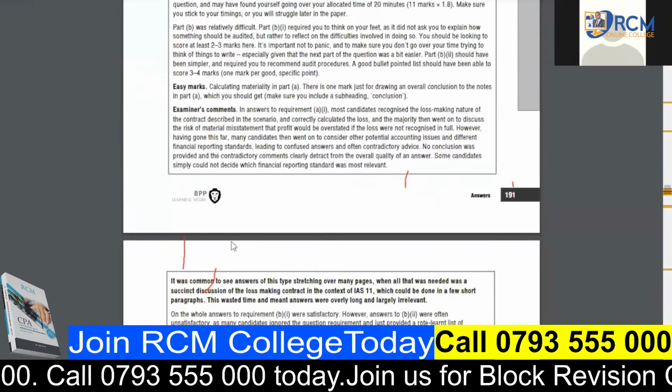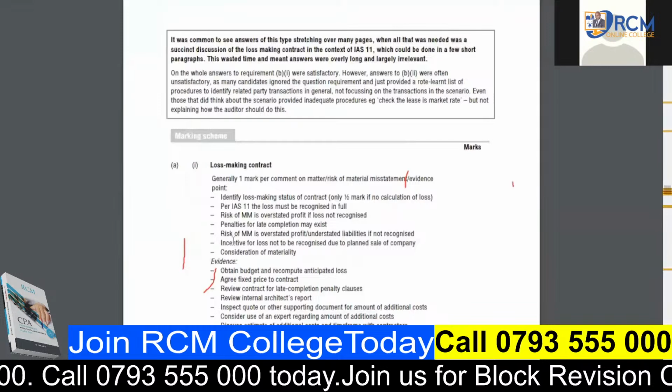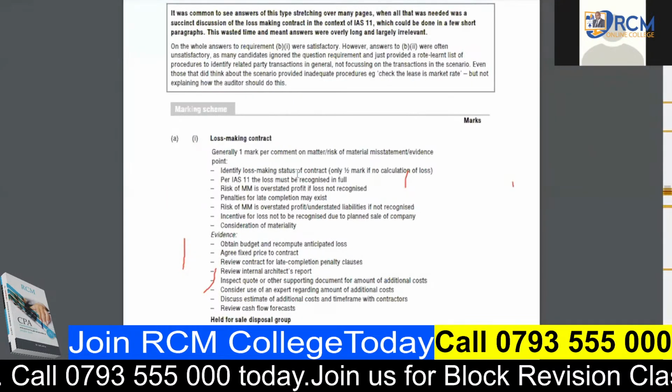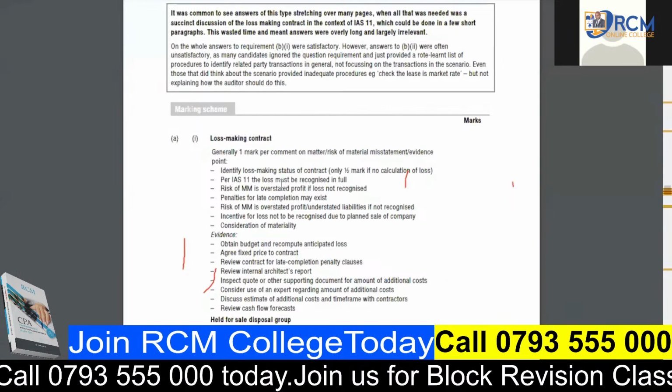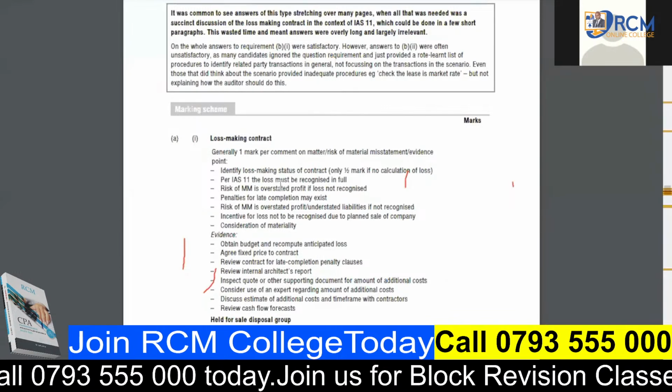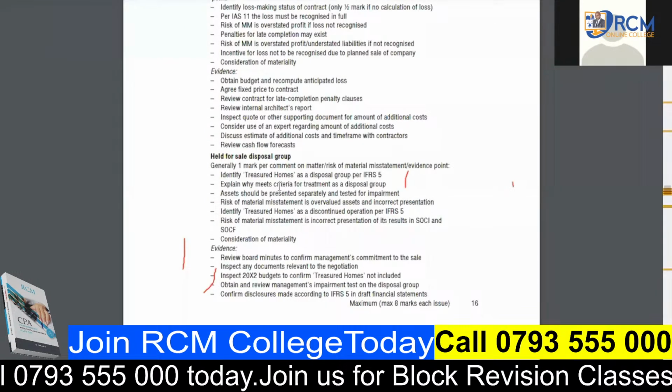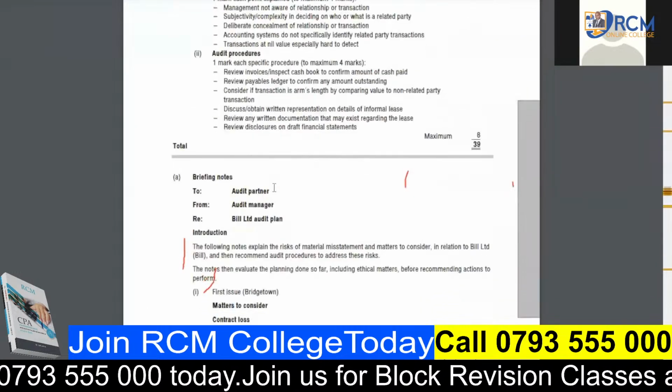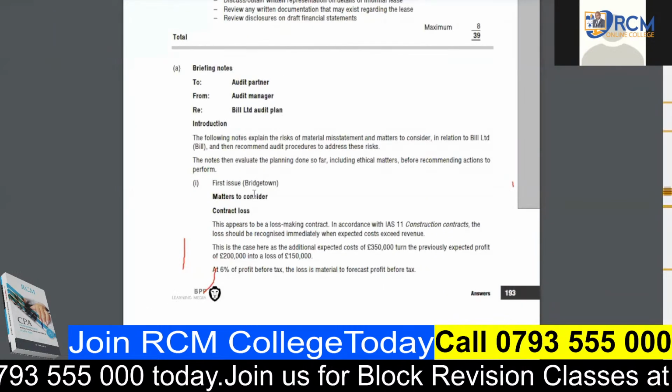So factors to consider, you can see what they're telling us here. Loss-making contract. Identify the loss-making status of the contract. Risk of misstatement, right? So tukija hapa, tunasoma haraka. Remember the format is very important, briefing notes.